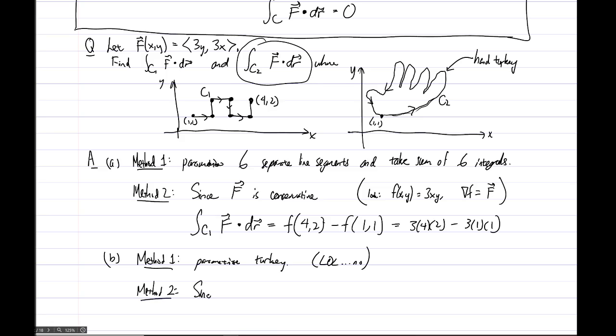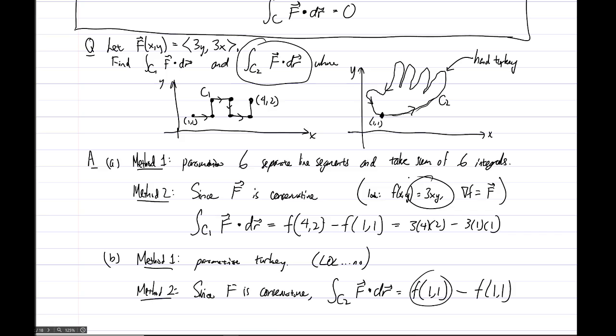since F is conservative, all we do is same deal like right here, right? We just look at the integral over C2 of F dot dr, and what we need is the value of lowercase f at the ending point, which was 1, 1, and we need to subtract off the value of f at the starting point, which was also 1, 1. And we could go back to this function to compute the value, but the key thing to note is you just have a thing minus itself, so you're going to end up with 0.